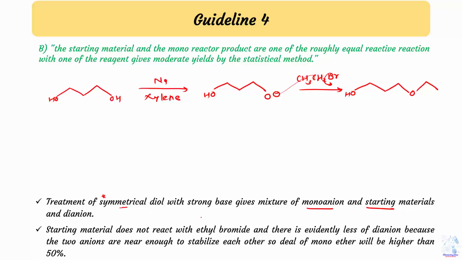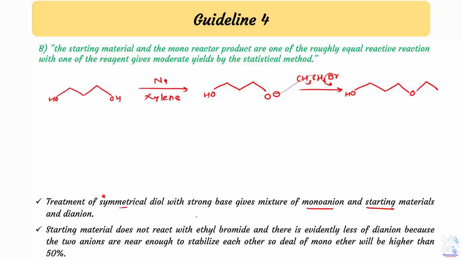There is evidence for less dianion, because the two anions are near enough to the stability of each other. So the yield of the monoether will be higher than 50%. So what is the yield? It is higher than 50%. That is very important.